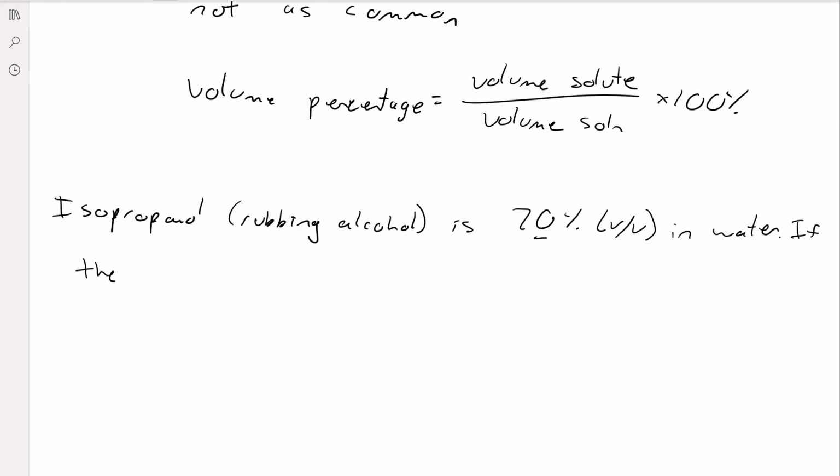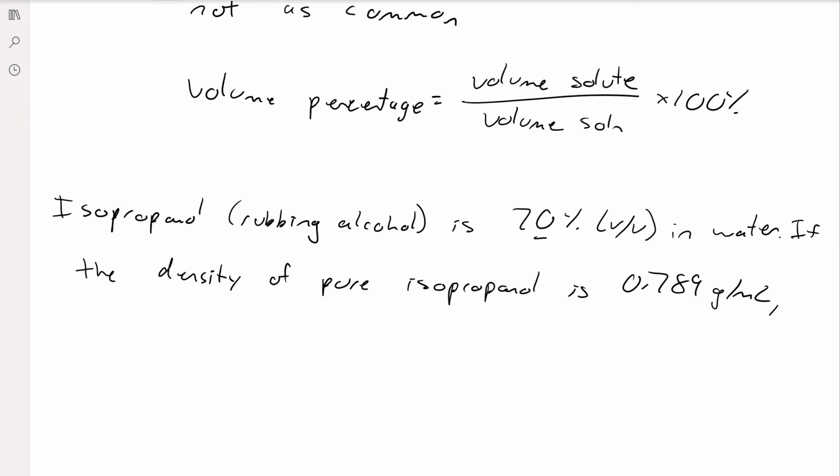If the density of pure isopropanol is 0.789 grams per milliliter, how many grams of isopropanol, I'm going to abbreviate this as IPA, are in 585 ml of the solution?